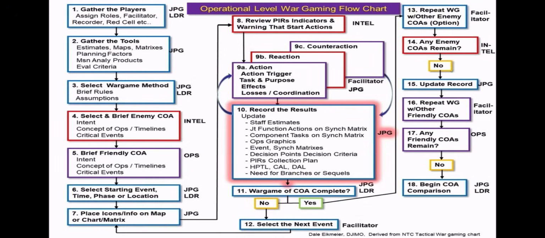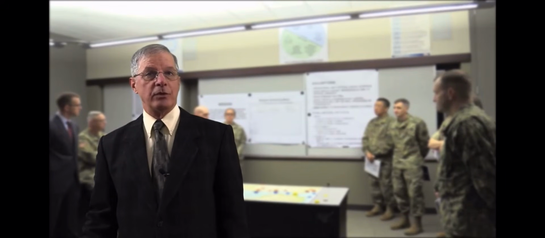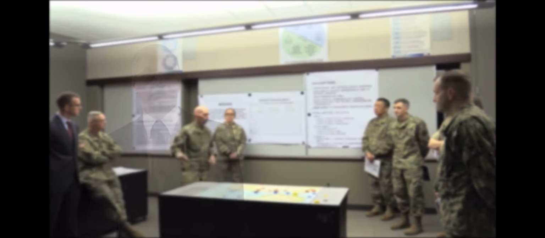In step 10, members record the results and update their estimates, graphics, and matrices, and capture the important notes for each turn. They will use this data to update the plan and to populate the evaluation criteria used in course of action comparison. In steps 11 and 12, the JPG leader or the facilitator, depending on the methodology used, will determine if the war game is complete, or if another event or phase within that COA will be analyzed.